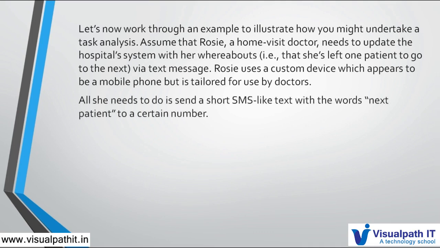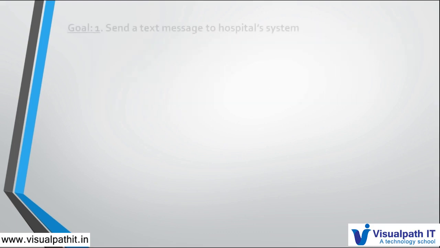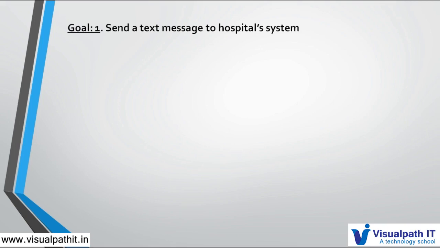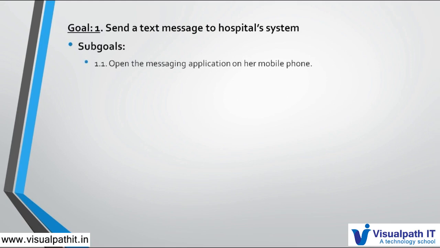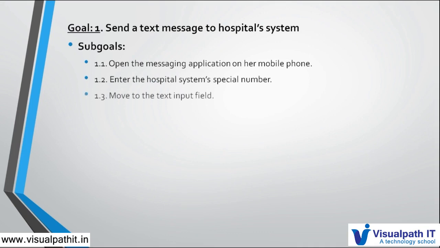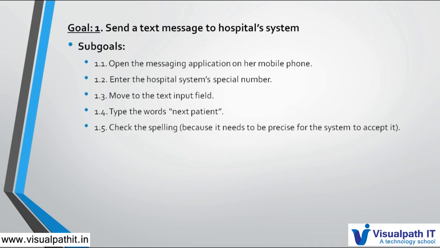All she needs to do is send a short SMS-like text with the words "next patient" to a certain number. Then, goal 1: send a text message to the hospital system. Sub-goals are: open the message application on her mobile phone, then enter the hospital system's special number, move to the next input field, type the words "next patient", and check the spelling because it needs to be precise for the system to accept it. Hit the send button.